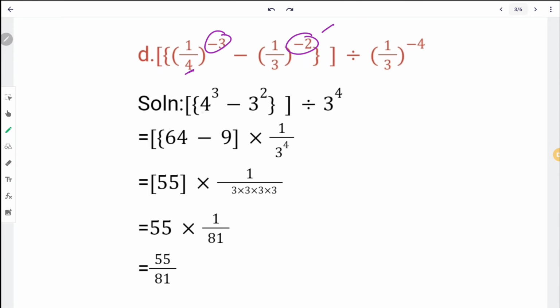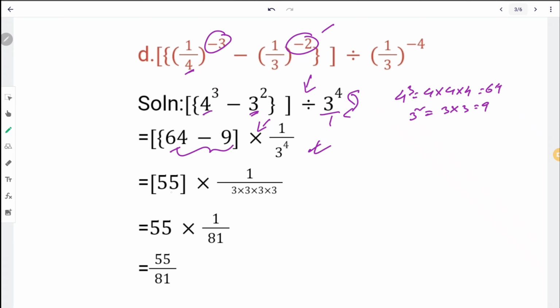So once the powers are done, 4 cube means we'll get 64. 4 cube simply means multiply 4 3 times. You're going to get 64, and then 3 square means multiply 3 2 times. All right, so 9. Now we'll change the division into multiplication, right? So remember, 1 is down here, so these 2 have to interchange their position, as you can already see here. Then 64 minus 9, we're going to get 55, and 3 to the power 4 means simply write 3 4 times.